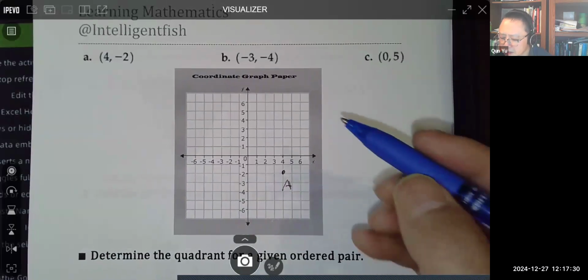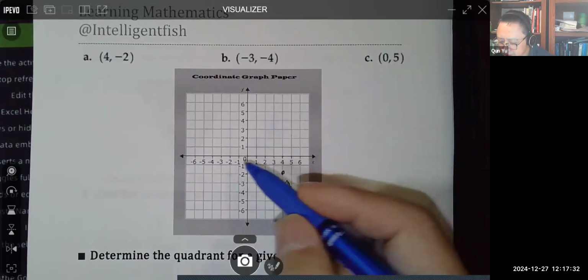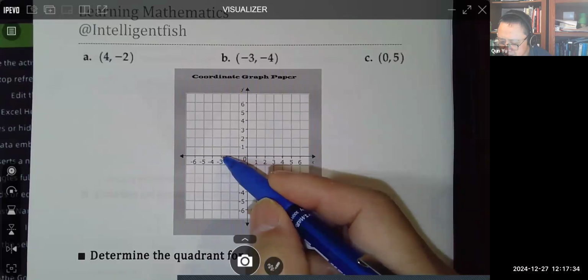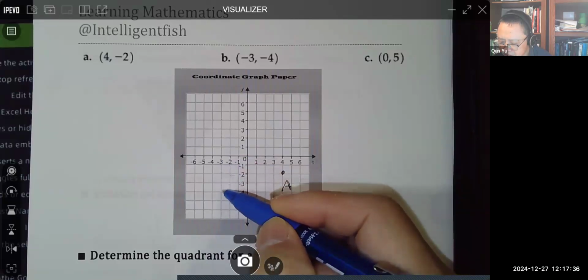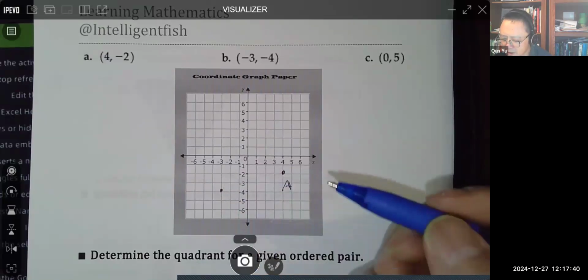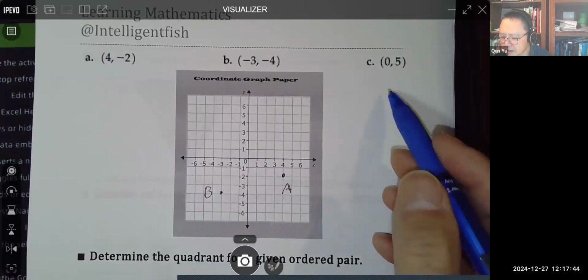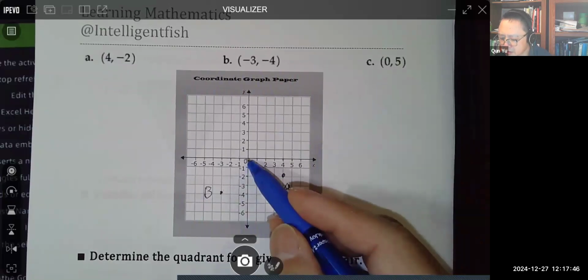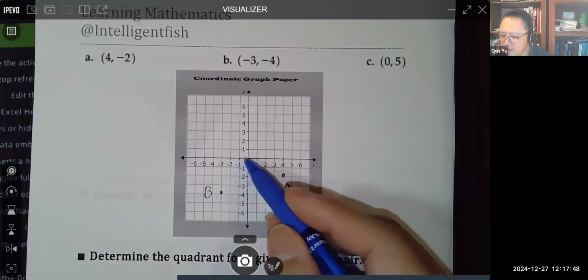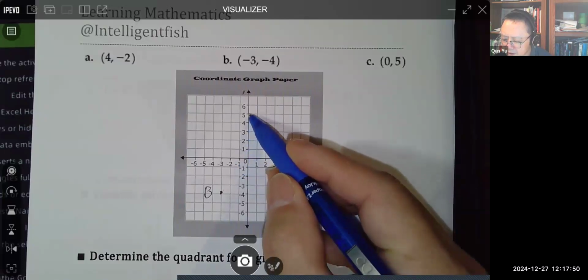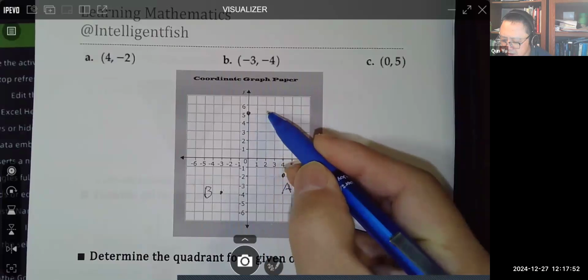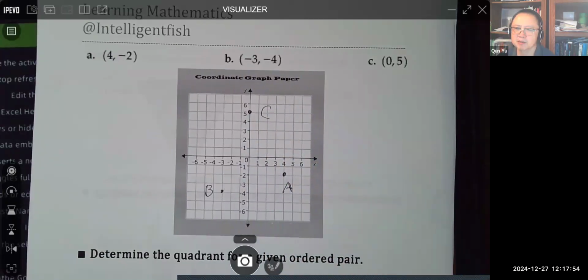So let's look at B. -3, -4, and that's here. Label it as B. Now the third one, 0 and 5. 0 for x, you don't go to the right, you don't go to the left, y is 5, and that's here. So that's C. Now I finish this problem.